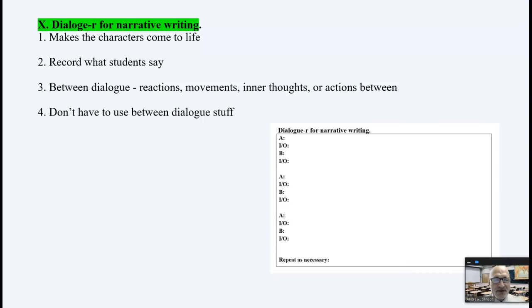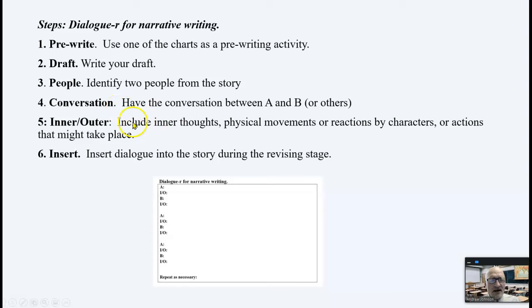Dialoguer, I made that one up as well, for narrative writing, makes the characters come to life. Record what students say, and between dialogue, the reactions, movements, inner thoughts, or actions. And you don't have to use all this stuff, but we teach students that dialogue helps narrative writing come to life. This is character A, this is character B. Character A says something, character B responds, but then we begin to think, what are the reactions? What are the inner and outer things? What are they thinking about between the dialogue? What's their physical movements or reactions the characters might be doing?